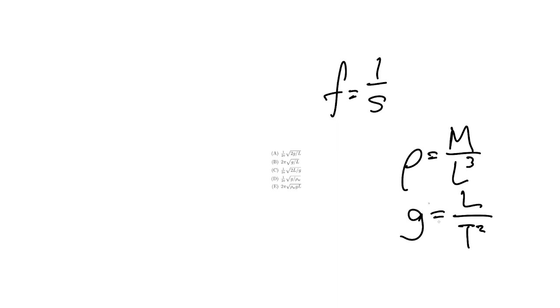So let's look at these values, right? We have density, which is going to be mass divided by volume, so mass divided by length cubed. And we have our gravitational acceleration, remember that's meters per second squared, so that's going to be length divided by time squared. And finally we have our length, and that's just going to be a length. Remember that.